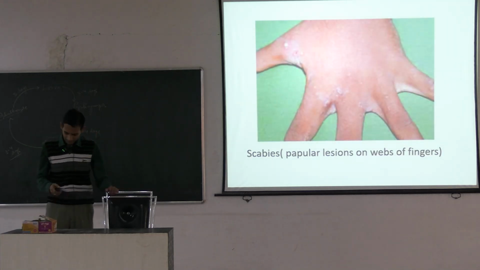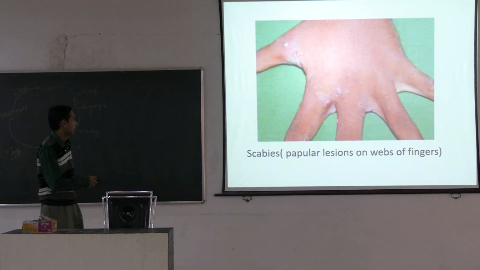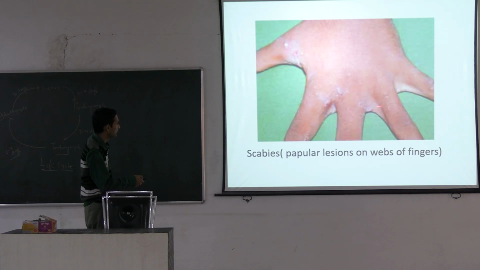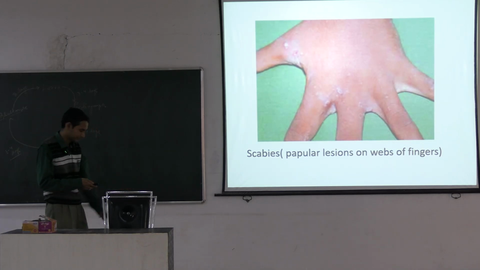Now, coming to the pictures of the scabies. As the webs of the fingers are involved, you will see small papular lesions in the webs of the fingers, itchy pruritic papular lesions. You will get one pustule also, that is secondarily infected. There is a pruritic papular lesion mainly distributed over the webs of the fingers. These are the classical lesions of scabies.